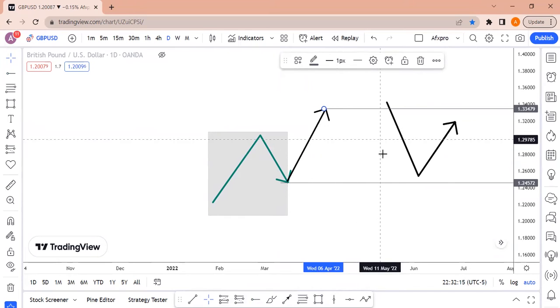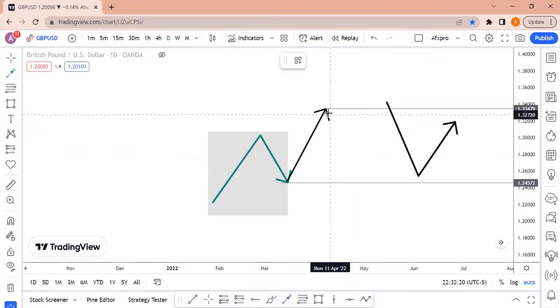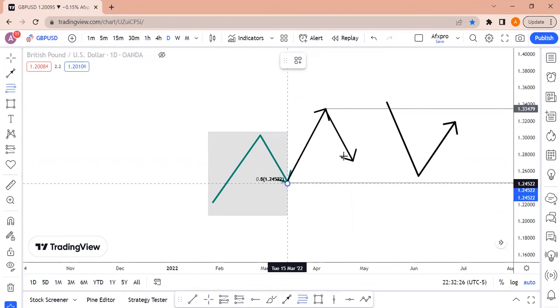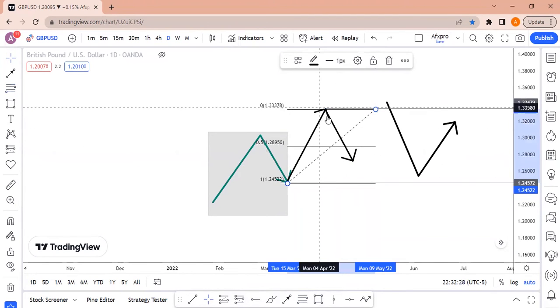You guys can go and watch that video. Then price will give me an indication that it wants to come back into the range. All right. So once price starts trading into the range, what I do is measure it from my origin to the end of the range. Then at this 50% level, I'm monitoring what price is doing.